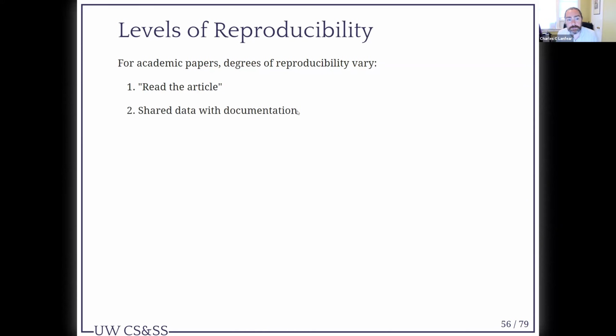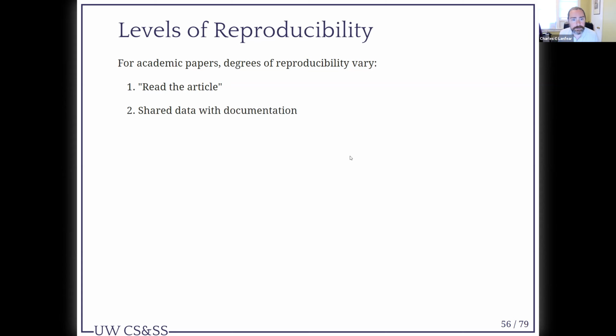The next is some shared data with documentation, which should be the absolute bare minimum that anyone does for a journal article. They should at least share the data and have some documentation on it, exactly what was done. This still sucks because you won't be able to detect if they made mistakes in their code, but it's at least a start.